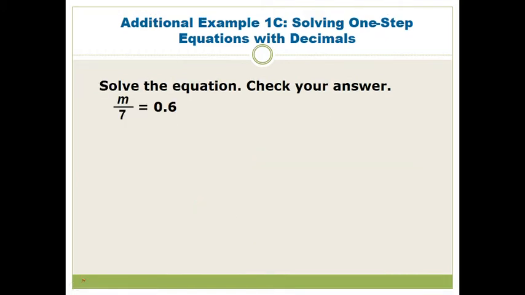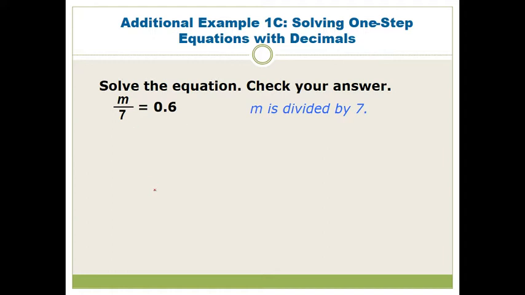Let's do an example that involves division. All right, so here we have an equation where we have some unknown number being divided by 7 equals 0.6. And so how are we going to solve that equation? Well, we ask ourselves, what is being done to the variable and how do I undo it? So when I write this fraction bar here, that does mean division. So it means some number divided by 7. So m is being divided by 7.